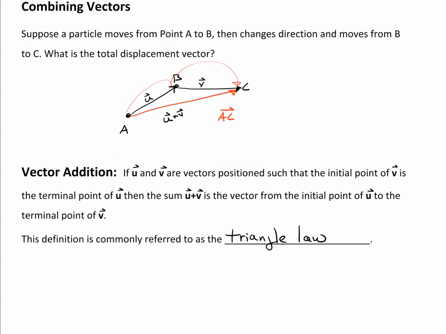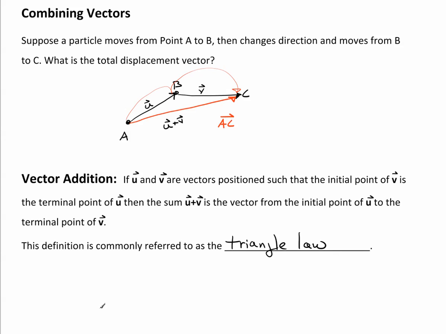And let me go ahead and draw this out again real quickly here. You can obviously see from up here that this is a triangle. If this is U, so here's my initial point of U, the tail and the head of U, and then here's my initial point of V, which is the head of U. Then what this does is make a triangle, and this is actually U plus V.